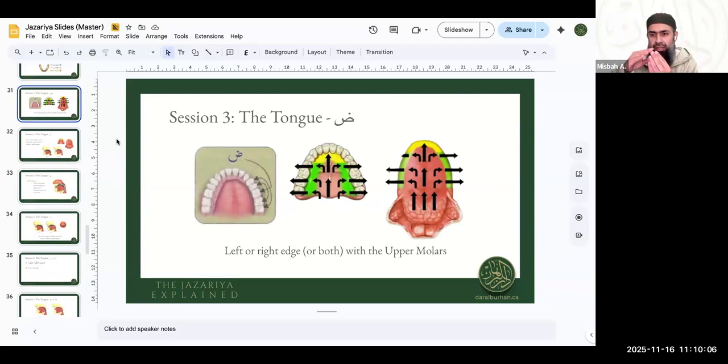You're in contact. You don't try to keep your tongue away in Dad from the front. Okay? It's touching, but you don't apply pressure there. The pressure is applied to the side. On the left side, from Adna Hafa to Aqsa Hafa, this whole green area, right? From one side or the other side or both sides if you can. And that's how you produce Dad.